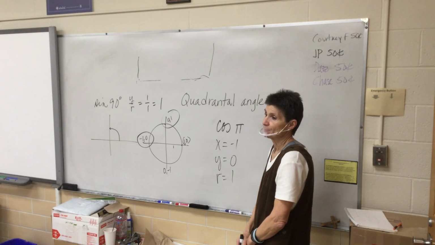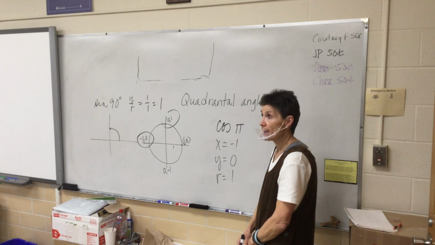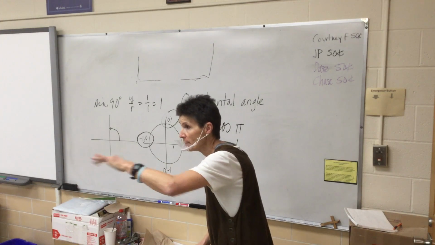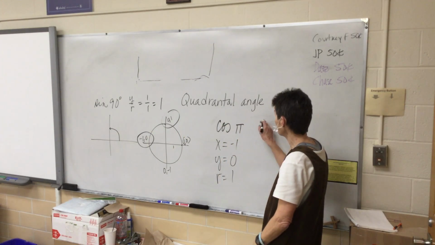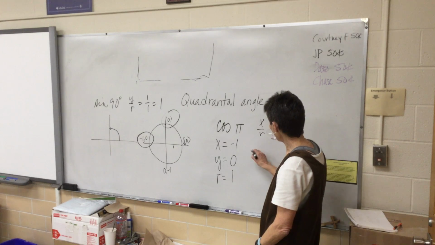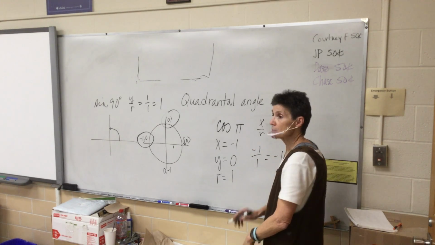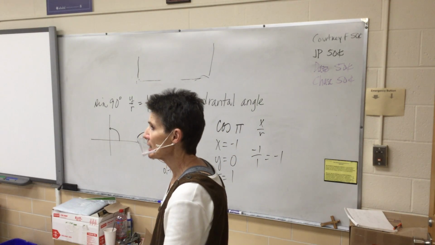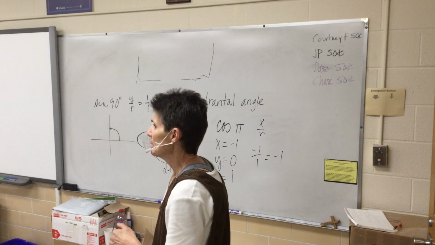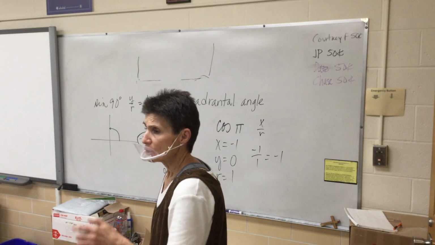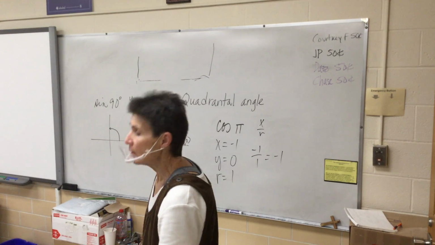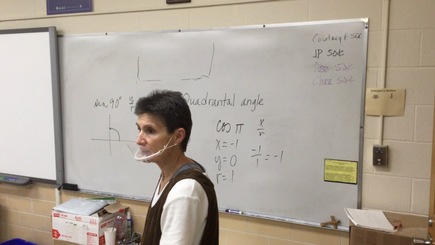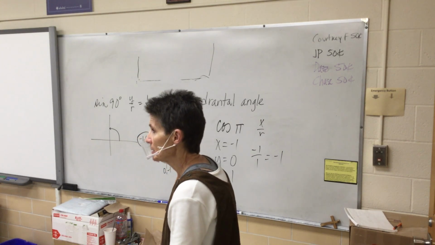What's cosine? X over r. That's on your sheet. If you don't already have it memorized, you've got to get it. Cosine is x over r. So x over r will be negative 1 over 1. So cosine pi is negative 1. If you typed into your calculator cosine pi in radian mode or cosine 180 in degree mode, it will say negative 1. That's the cosine of pi. All right?